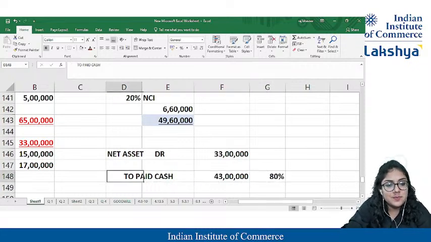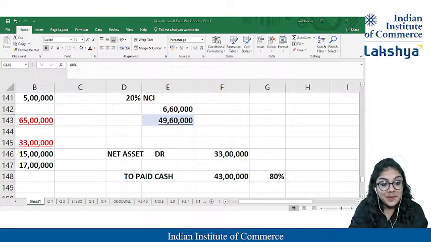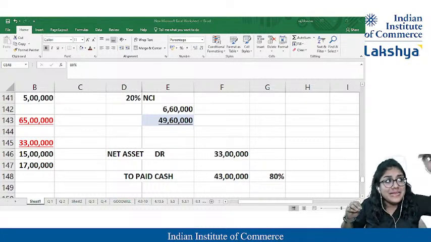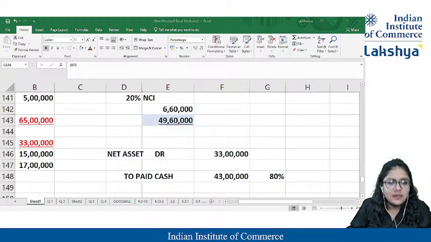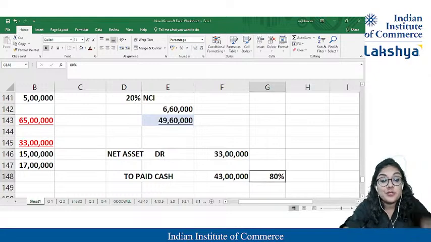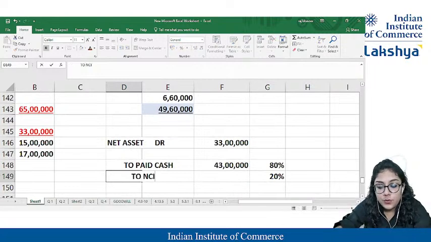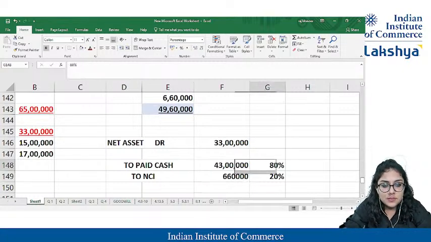Why am I crediting this paid cash? With 80% you are going to have the stake now. That means that much equity I will be holding, and equity's balance is always credit. Or if I am reducing my cash, cash is an asset with a debit balance, but when you are reducing it, are you not crediting it? Similar goes with the paid cash. So I reduced it. What about 20%? That 20% NCI I have to book in my financial statements. So that is non-controlling interest, which comes to 660.